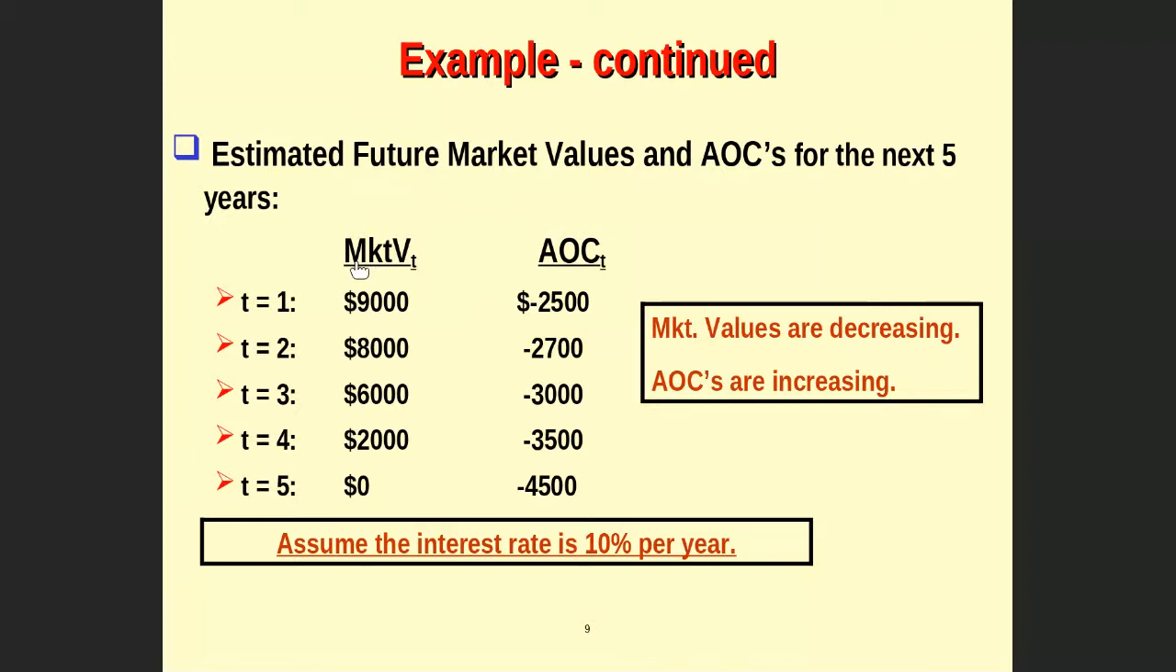Now, what about the one on the left? That is the market value. If you want to resell this machine, or you want to offer it in the market, it will be worth 9,000 for year 1, 8,000 for year 2, and so on.